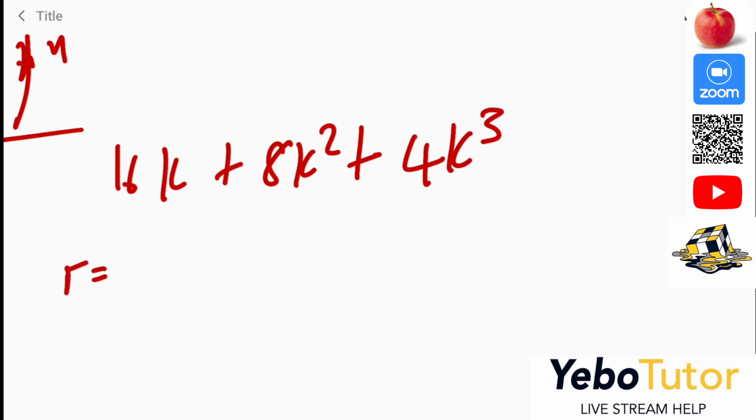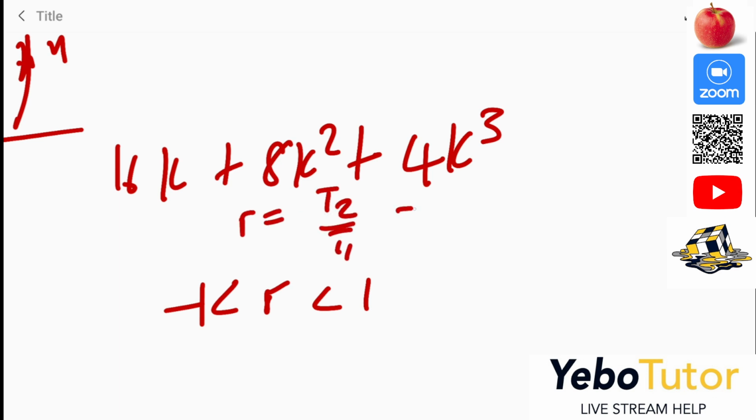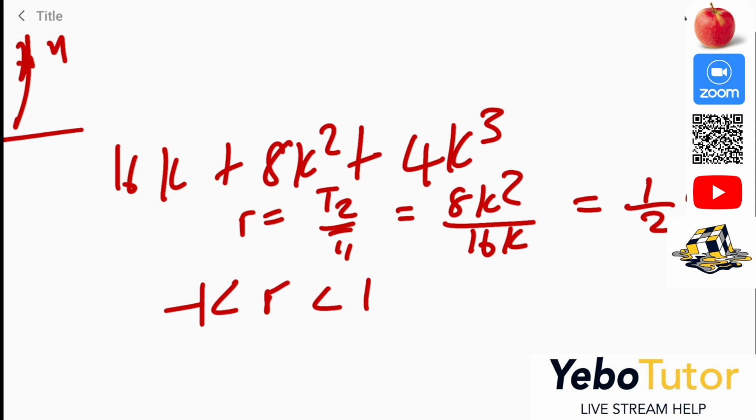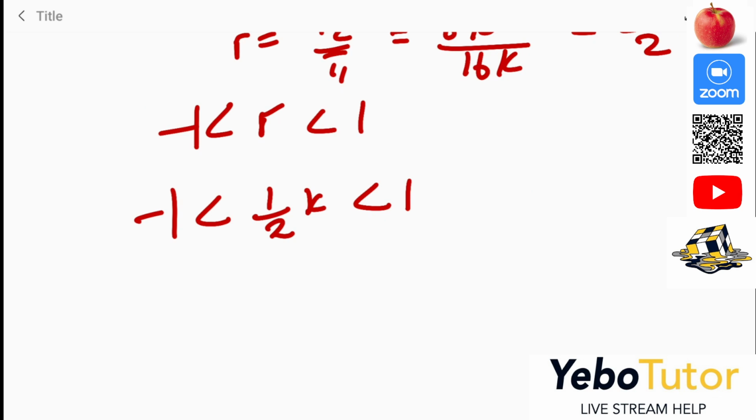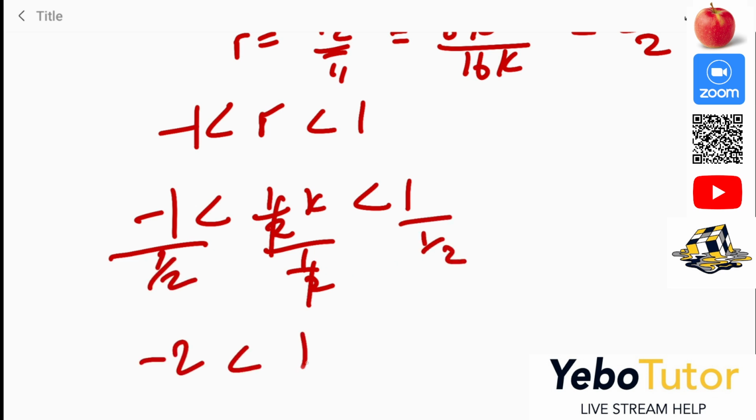We know that our r is supposed to be between -1 and 1. So let's calculate r equal to t2 divided by t1. That would be 8k squared divided by 16k, which would be 1 over 2, so r is equal to 1 over 2k. So now -1 is less than 1 over 2k, which is less than 1. Now we need to solve for k. We divide both sides by 1 over 2, and now we have -2 less than k less than 2, which means that for this convergence the k values are between -2 and 2.